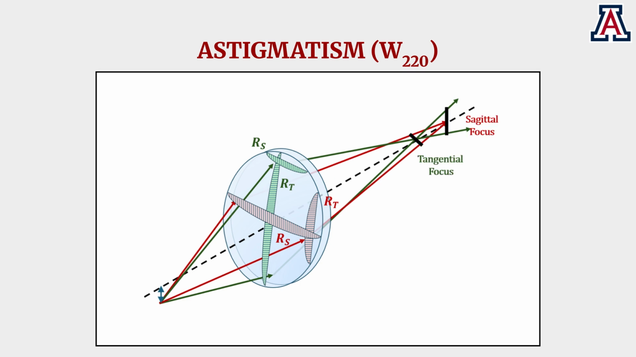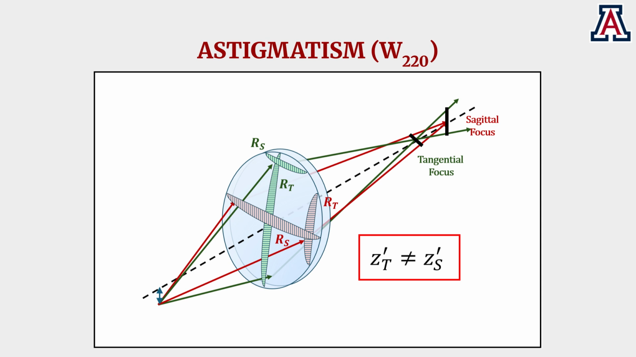As a result, the system forms two separate foci, a tangential focus and a sagittal focus. Each corresponds to a line image formed by rays in that plane. The key result is that the image distances are different. This separation along the optical axis is the defining feature of astigmatism.